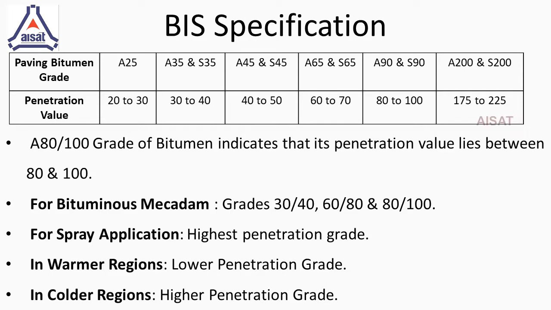In which conditions can these grades of bitumen be used? For bituminous macadam, grades 30 to 40, 60 to 80 or 80 to 100 can be used, whereas for spray application, grades with the highest penetration values are to be used. In warmer regions lower penetration grades can be used, and in colder regions higher penetration grades can be used. Why is it so? Because in warmer regions a higher penetration grade is more susceptible to temperature changes, so it has to be of lower penetration grade, whereas in colder regions it can be provided with higher penetration grades.